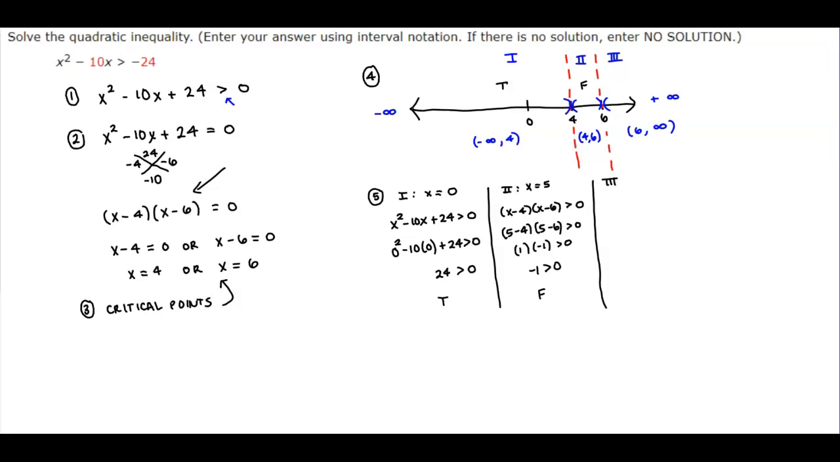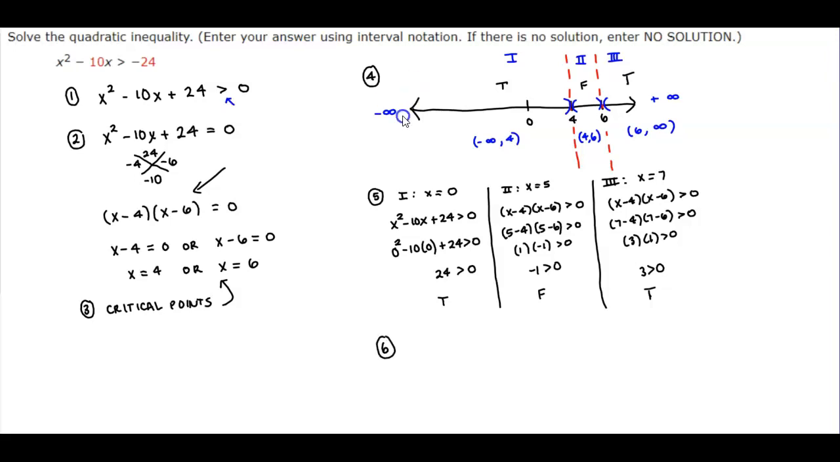And let's take a look at region number 3. We can pick the value of 7 since it comes after 6. And again, we're going to use x minus 4 times x minus 6 to see if that's greater than 0. So we have 7 minus 4 times 7 minus 6, so that's 3 times positive 1. And we know that 3 is greater than 0. So it's true for region 3.